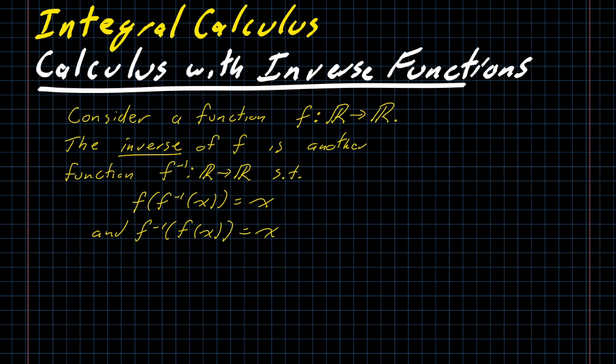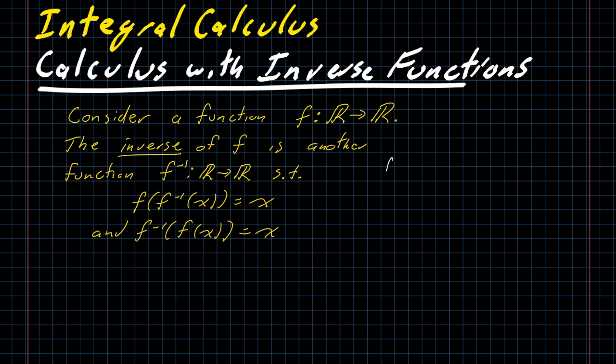Consider a function f mapping from the real numbers to the real numbers. The inverse of this function is another function, which we generally denote with a superscript -1. And the definition is that if you evaluate f of f inverse, you get x. And if you evaluate f inverse of f at some point x, you also get x. And yes, it is possible to have a function that does one and not the other. Generally speaking, that's where we use things like branch cuts.